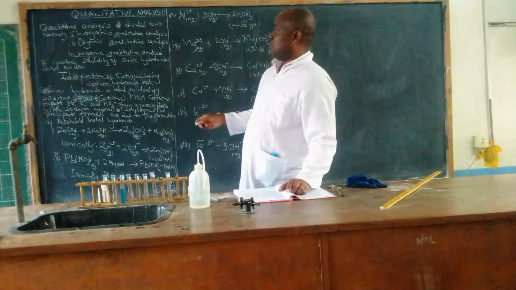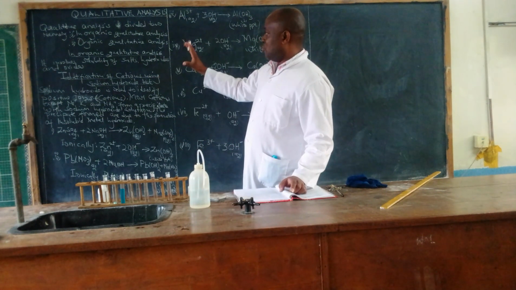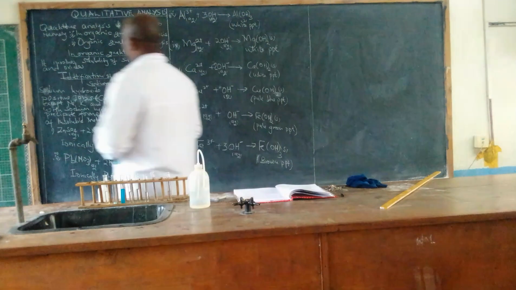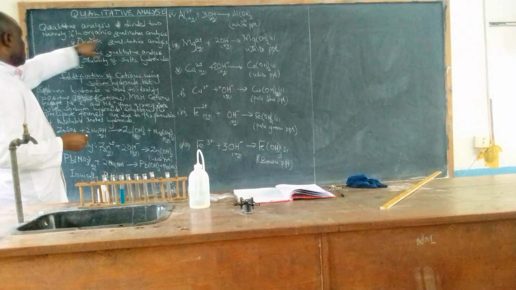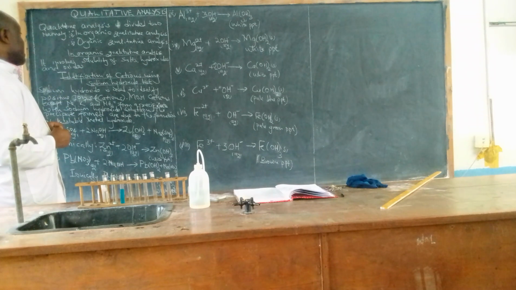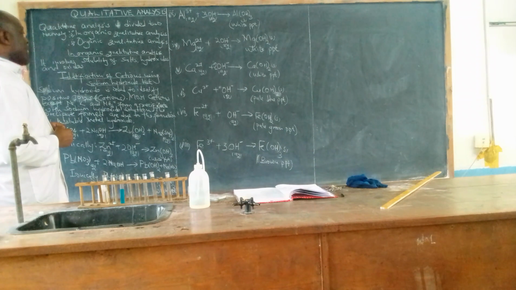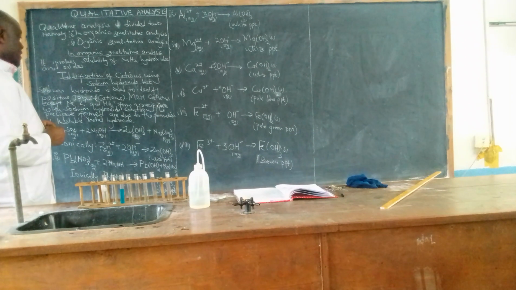So I'm just going to take you direct to the notes. This is qualitative analysis. Qualitative analysis is divided into two, namely inorganic qualitative analysis and organic qualitative analysis. Inorganic qualitative analysis involves the solubility of salts, hydroxides and oxides, and identification of cations using the sodium hydroxide test. Sodium hydroxide is used to identify positive ions, which are called cations.